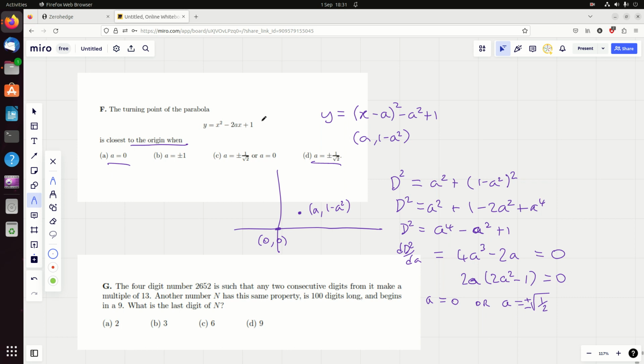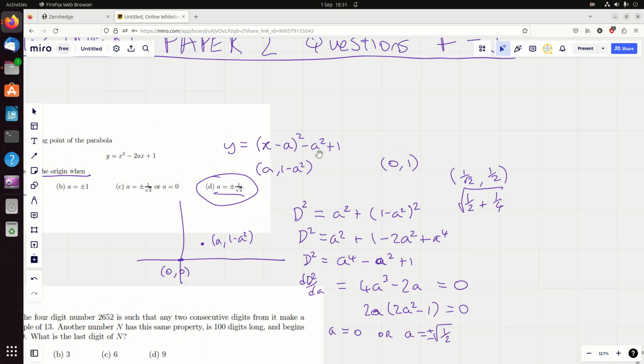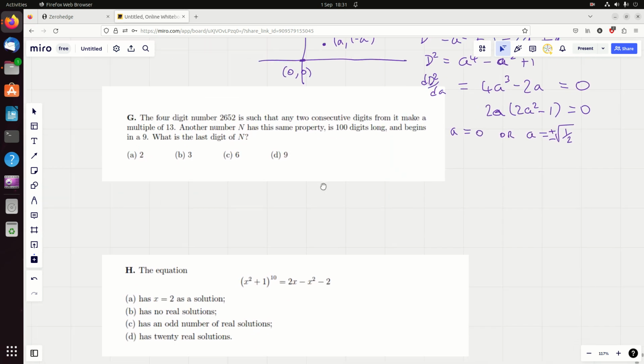Now if you plug in 0, you get 0, 1. Yeah, that's a distance of 1 from the origin. But if you plug in 1 over root 2, you get 1 over root 2 here, and then you're going to get 1 minus a half, which is a half, and that's a distance of a half plus a quarter, square rooted. As it's the square root of 3/4, that's going to be closer than 1, because the square root of 3/4 is smaller than 1, and so the answer is D. Yeah, I did it in a faffy way there, but well, not a faffy way, because that is a proper way of doing something like that, but not necessarily the quickest.